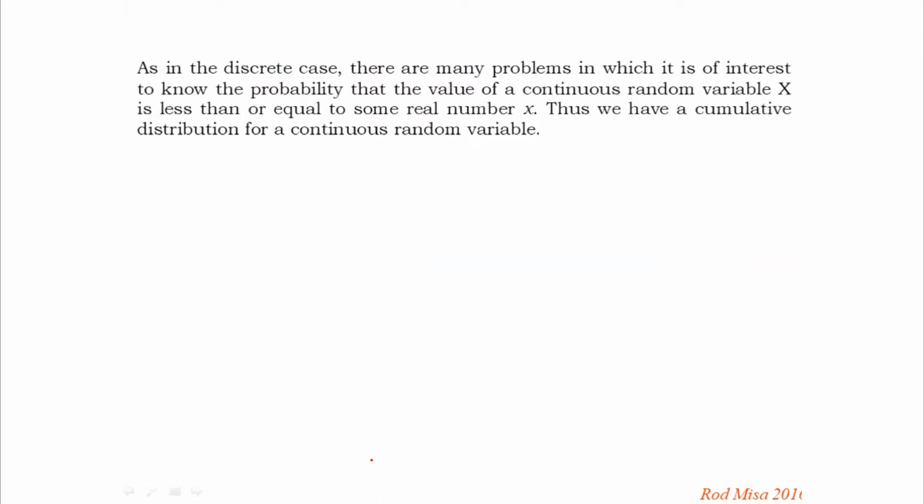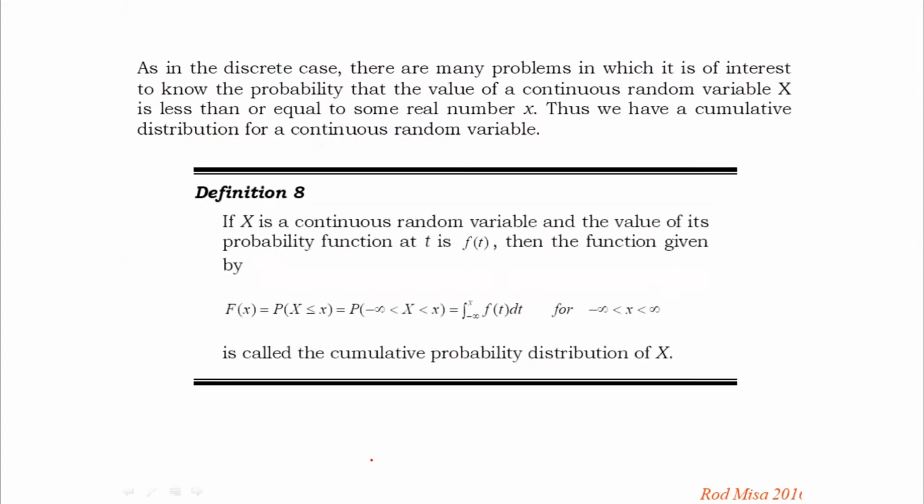So, as in the discrete case, there are many problems in which it is of interest to know the probability that the value of the continuous random variable x is less than or equal to some real number x. Thus, we have a cumulative distribution for a continuous random variable, a parallel notion of the cumulative distribution in the discrete case. Hence, it paves the definition of the cumulative distribution function.